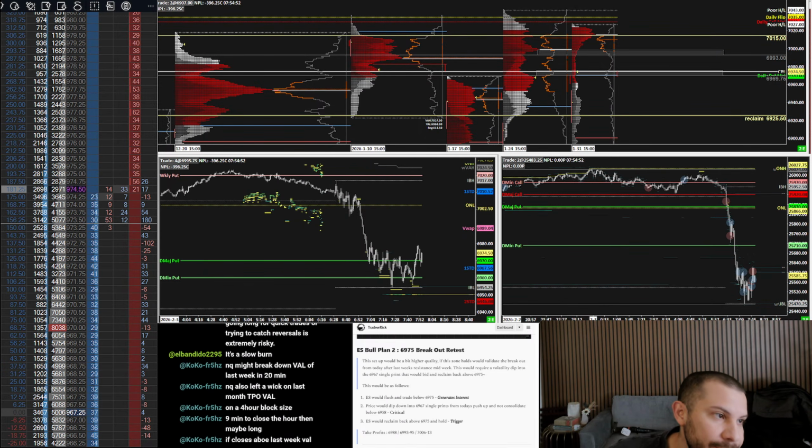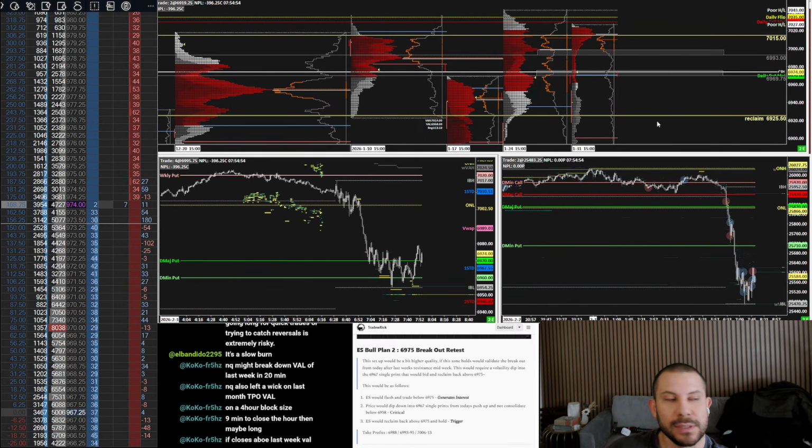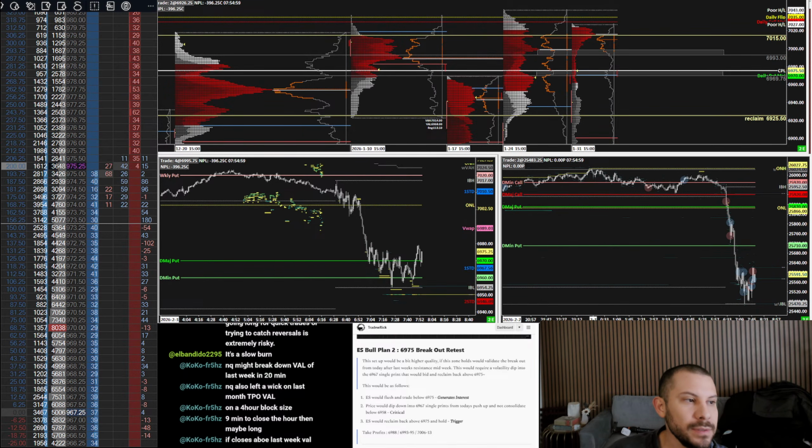Fix it later. But anyway, the plan again, stick to the plan. I'm going to hold to the trade. The invalidation is the break of the IB low. That's where my stop is.